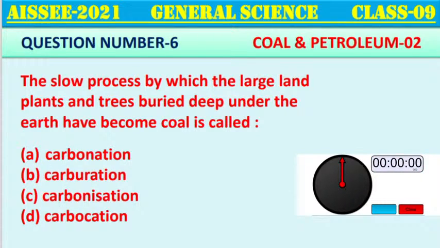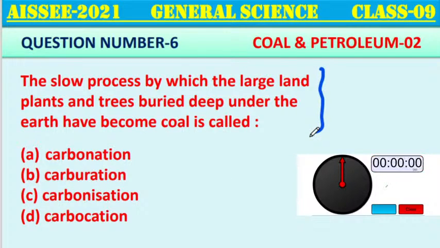Yes, time is finished now. Let's check. What is the question? The slow process by which large land plants and trees buried deep under the earth have become coal is called what? This is a very slow process. It takes thousands of years to make coal. So this process is called carbonation, carburation, carbonization, or carbocation. So the answer is C.